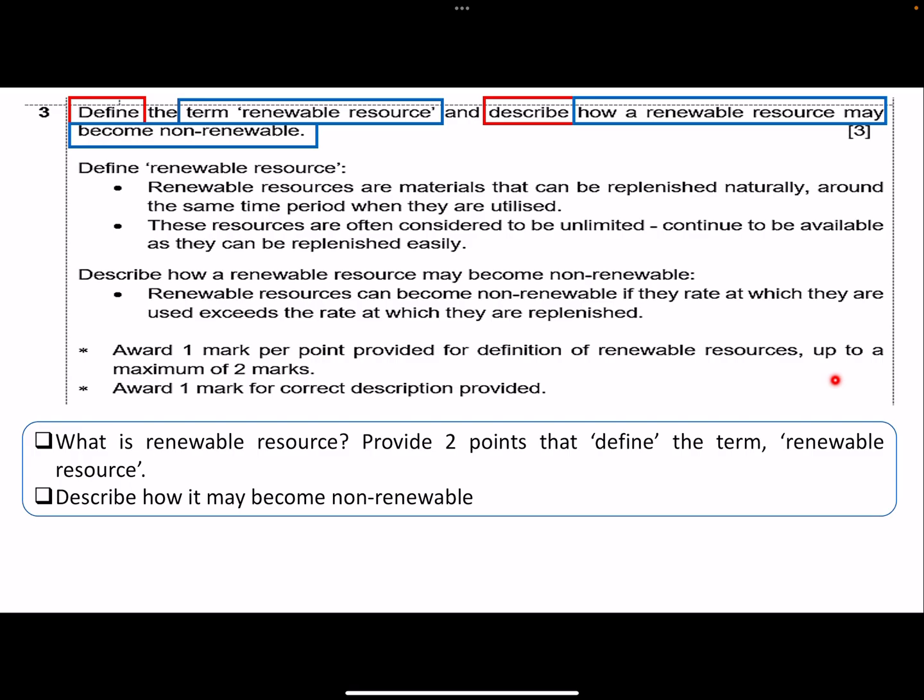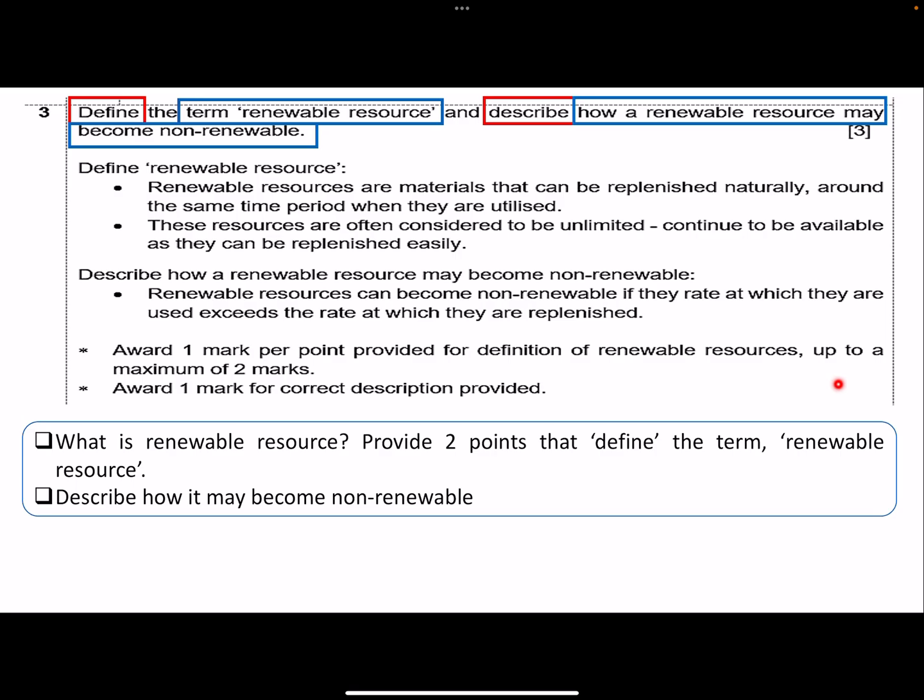Next step, for 3 marks, you will need to describe how a renewable resource can become non-renewable. So a couple of points you can put in to define renewable resource. What is it? The concept of replenish naturally is important, that it's not something that you have to work to replace. It replaces itself. The second thing that is important here is unlimited. This idea of it being unlimited. You can use it, and it will replenish easily. So these two are very important points for defining what a renewable resource is.